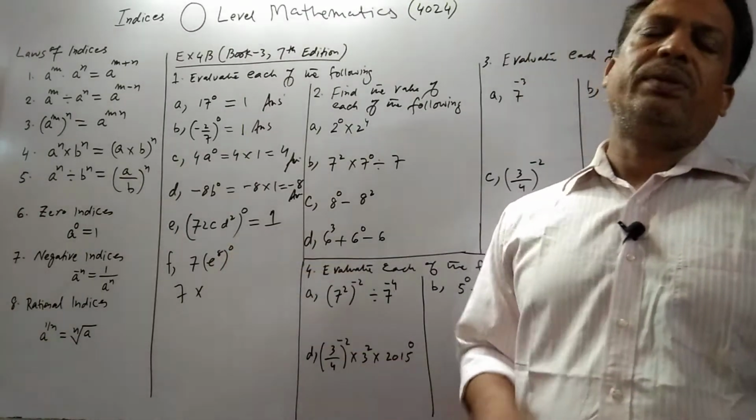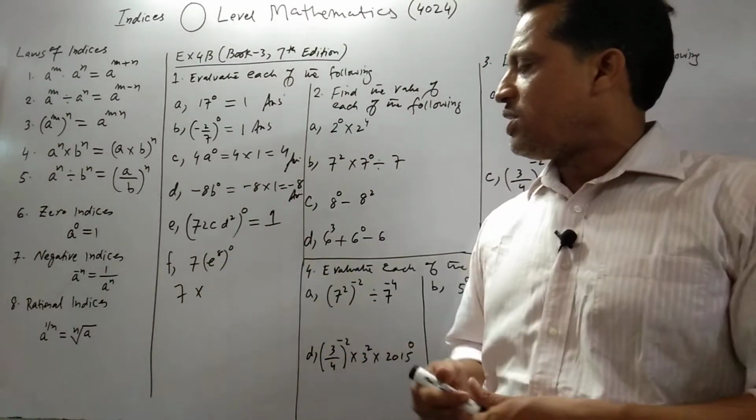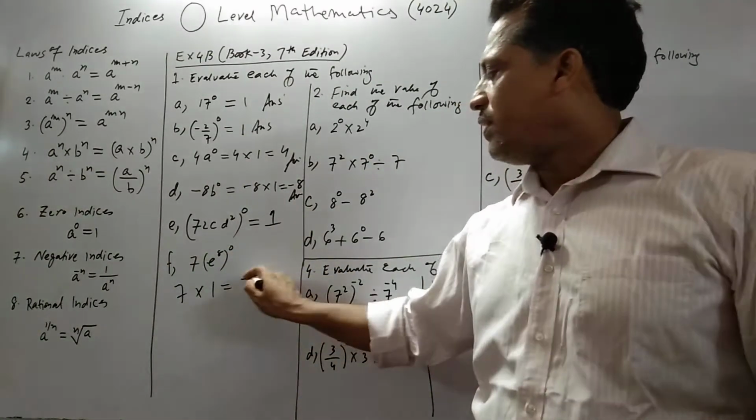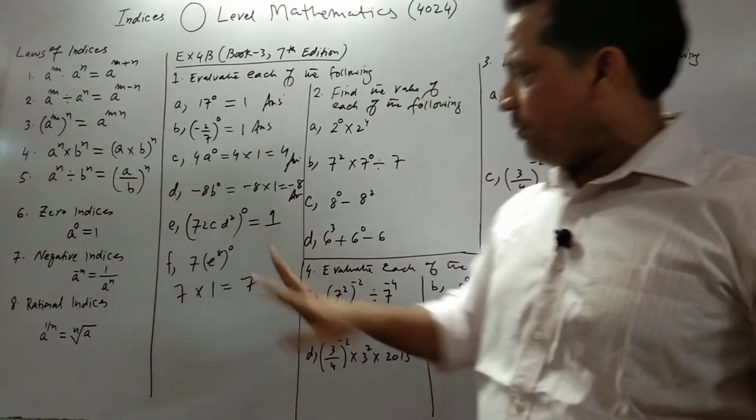8 into 0, something multiplied by 0 is always 0. 8 into 0 is 0 and e power 0 is 1. 7 ones are 7. Why? Because anything to the power 0 is always equal to 1.